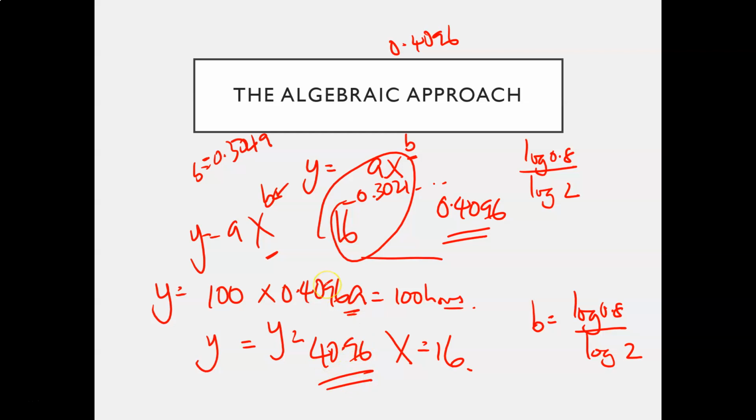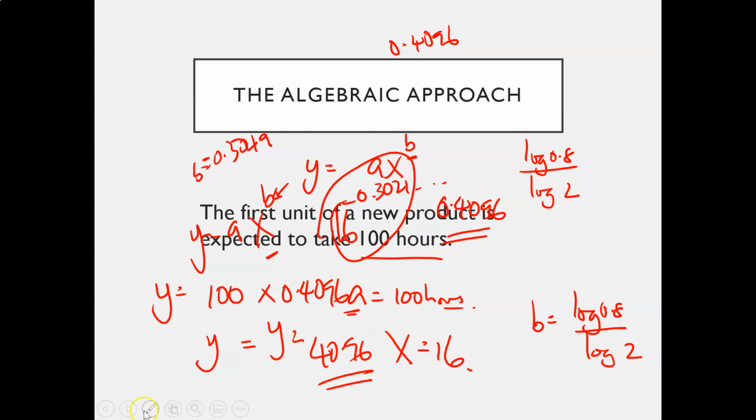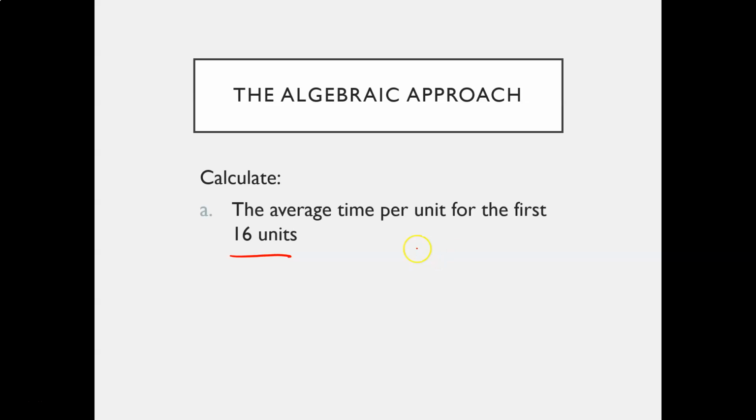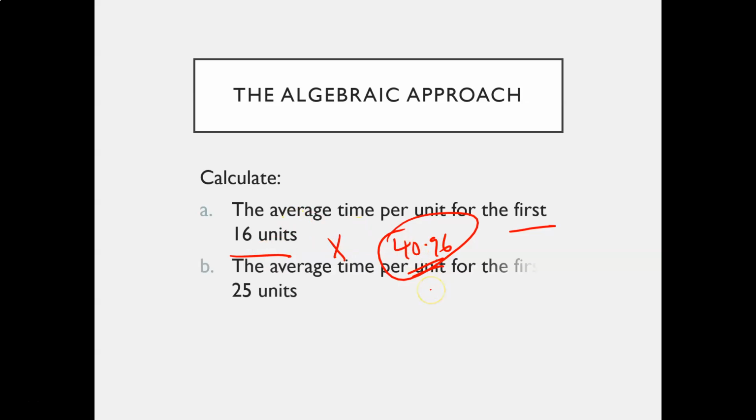So what does this mean? The average time to make 16 units is 40.96. That's kind of the point there. So that's what they wanted: 40.96 is the average time for the first 16 units. Then I can find the total by multiplying 16 times that, right?